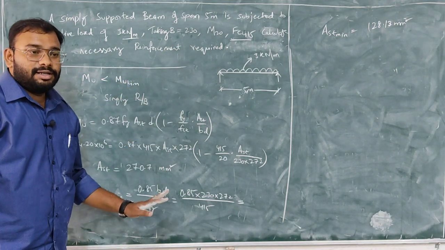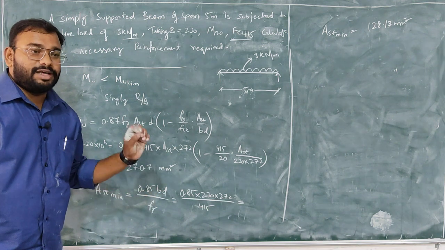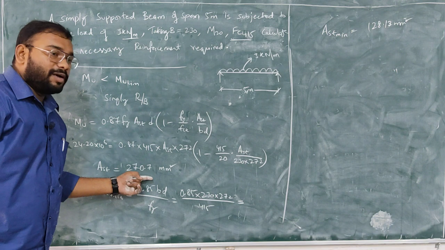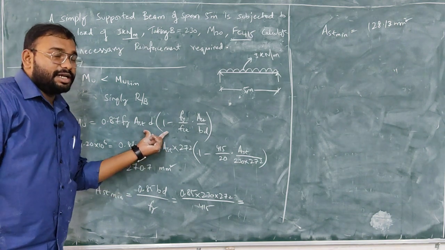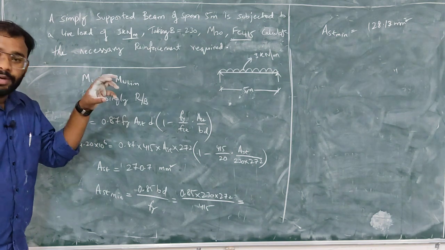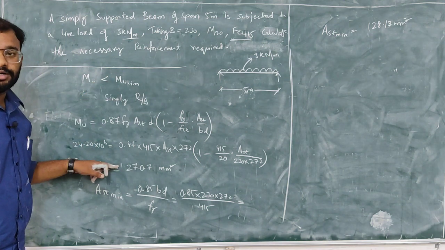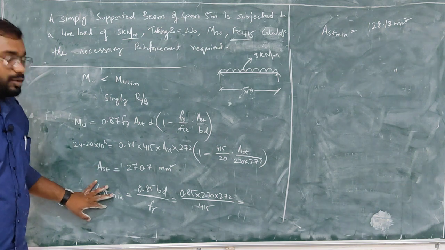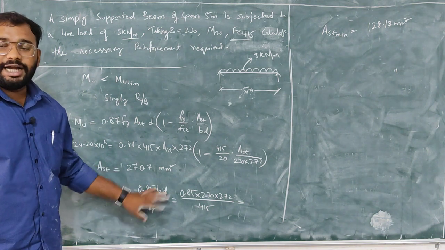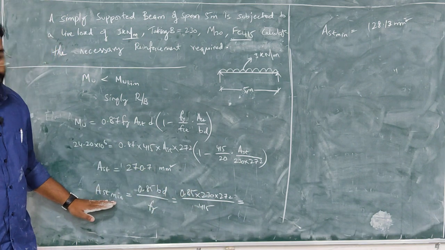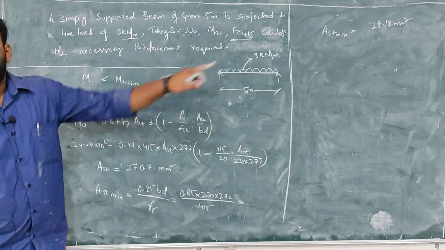Now you have 2 values, and which should be provided? Always remember, the one which should be provided is always the higher value. The bigger value should be provided. This is the reinforcement you are getting because of moment. For the applied moment you require this much reinforcement. But the code says this is the formula to calculate minimum reinforcement. At least this much should be provided. This formula says that.